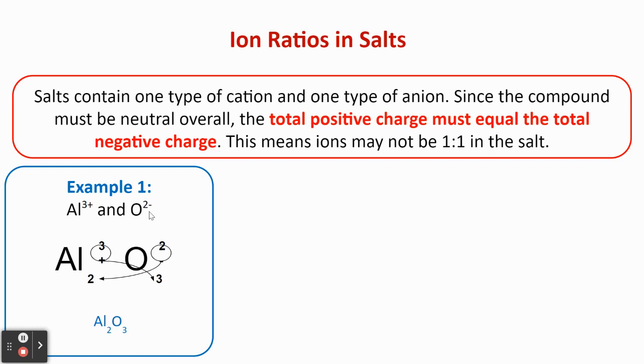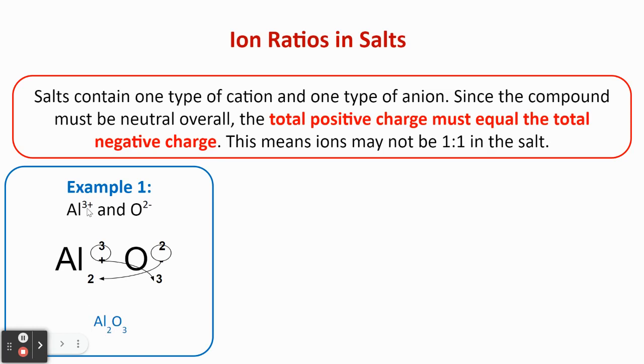Now, here's a trick. If we take the number for our cation and drop it down here and write it as a subscript for the anion, and take the number up here for our anion and switch it down here and make it the subscript for our cation, that will always give us a neutral ionic compound. So the 3 would come down here, the 2 would come down here. The formula for aluminum oxide would be Al2O3.